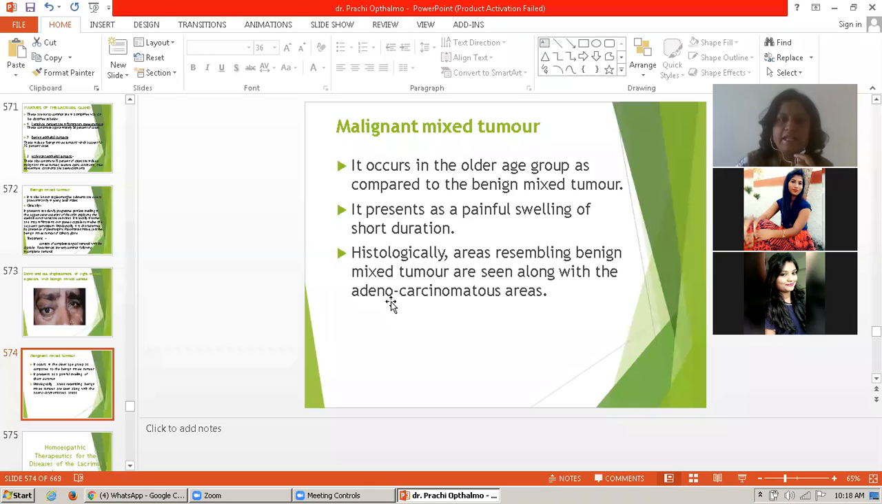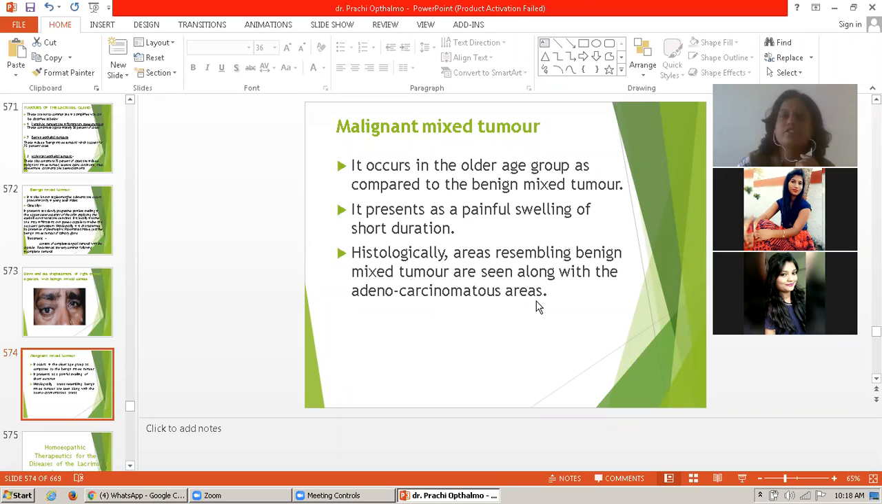Next one is the malignant mixed tumor. Malignant mixed tumor is a life-threatening condition. It occurs in an older age group as compared to the benign mixed tumor, and it presents as a painful swelling of short duration. Histologically, areas resembling a benign mixed tumor are seen along with adenocarcinomatous areas.